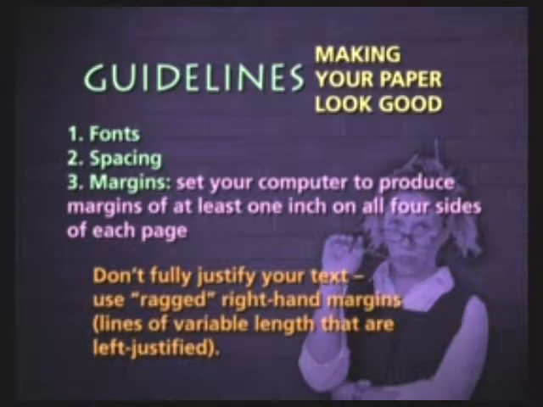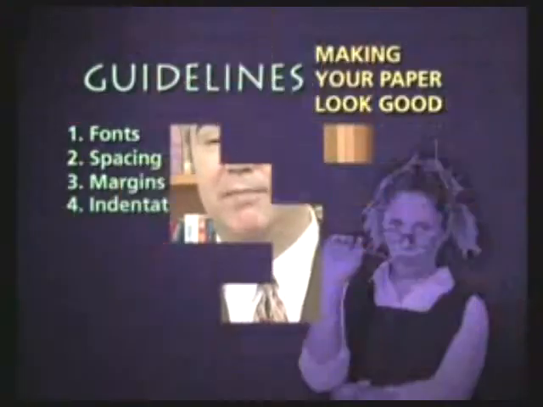Instead, use what are called ragged right-hand margins, lines of variable length. There are 2 main reasons why ragged right-hand margins are preferable to justified text. One is that justified lines often look awkward with the computer inserting weirdly wide spaces between words sometimes in order to fill out the line. The other reason is that your computer may use hyphenation to break words in order to justify the line, which can result in awkward breaks that may cause momentary confusion for the reader. Your paper isn't a published book, so don't justify the lines. Instead, use ragged right-hand margins.